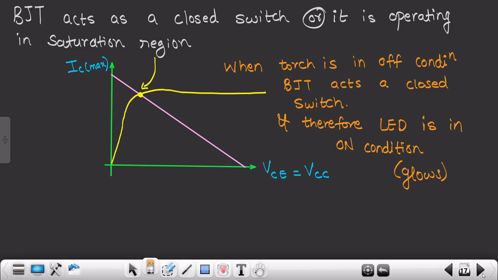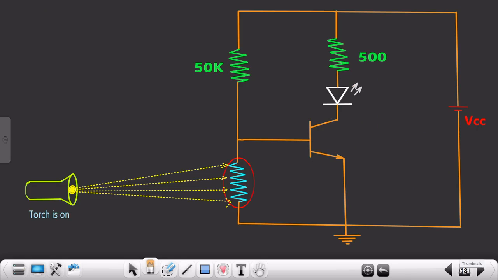Now moving further, let me move to the next case. As you can see, what I am doing over here, I'm switching on this torch. And as I am switching on this torch, this particular light ray is getting incident on this particular LDR sensor, right?